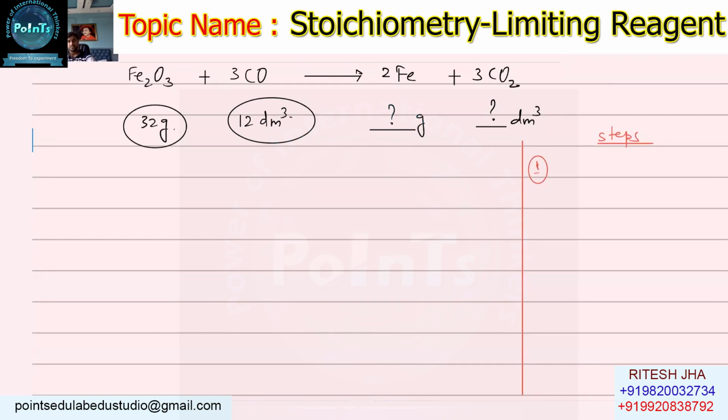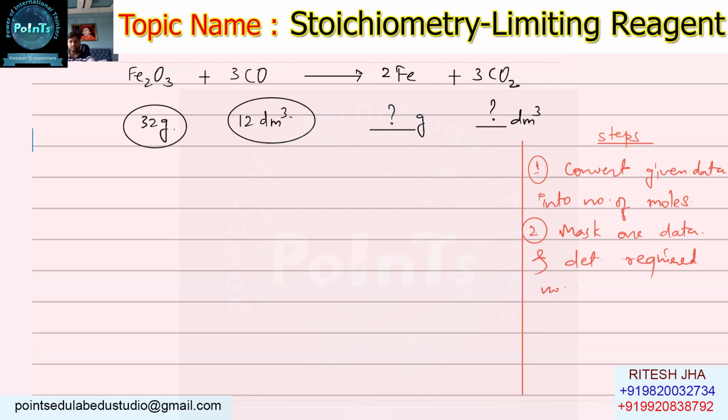The very first step is convert the given data into number of moles. Second step is mask one data, and determine the required number of moles of the masked data. Now, I'll first do the solution using the first and second step, and then I'll go ahead.